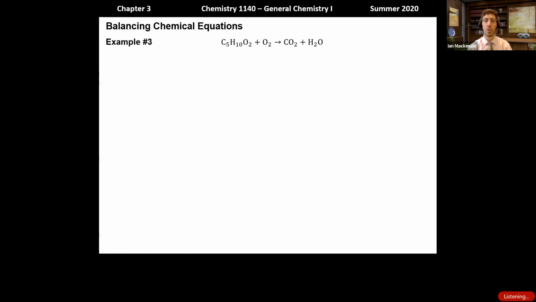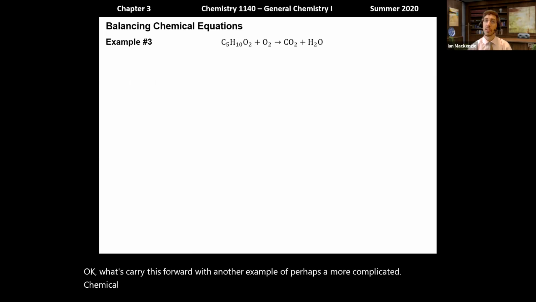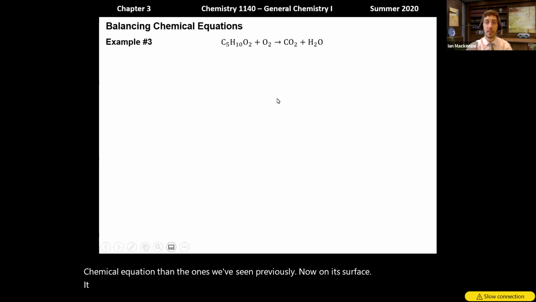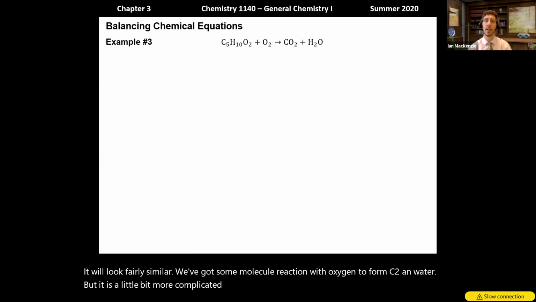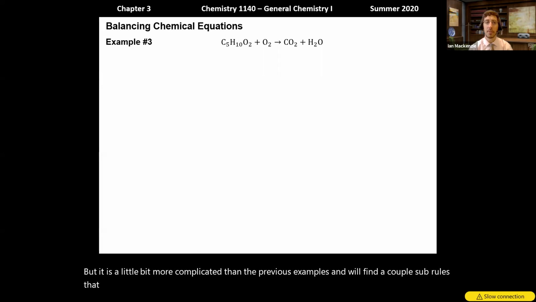Okay, let's carry this forward with another example of perhaps a more complicated chemical equation than the ones we've seen previously. Now, on its surface, it will look fairly similar. We've got some molecule reacting with oxygen to form CO2 and water. But it's a little bit more complicated than the previous examples, and we'll find a couple sub-rules that may help us with tackling these problems.